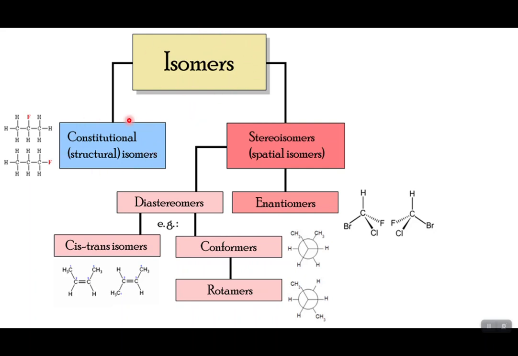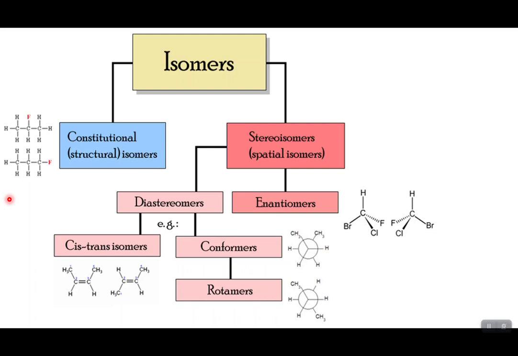We've talked about constitutional isomers. Another way to think about it is as structural isomers, meaning that their structures are different. So constitutional isomers are going to be molecules that have different bonding patterns. So they are completely different molecules. Their bonding patterns are not the same, but they do have the same chemical formula. So we refer to those as constitutional isomers.